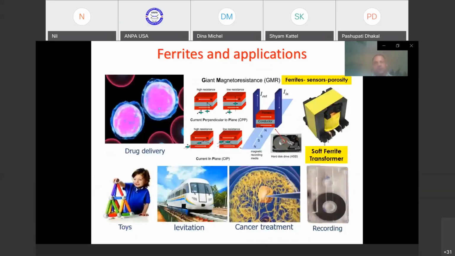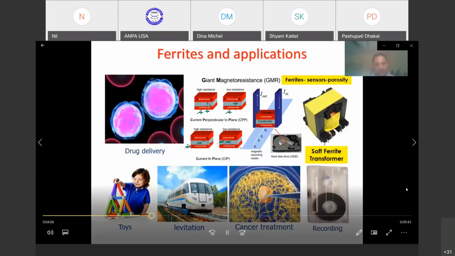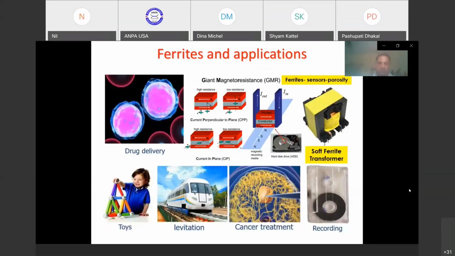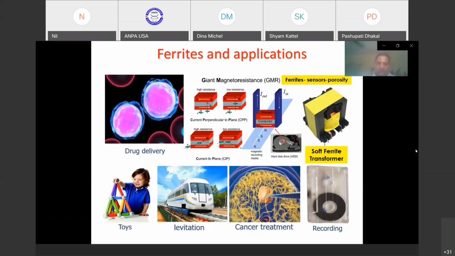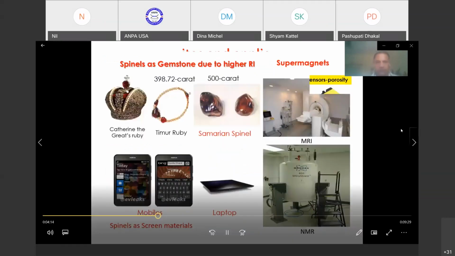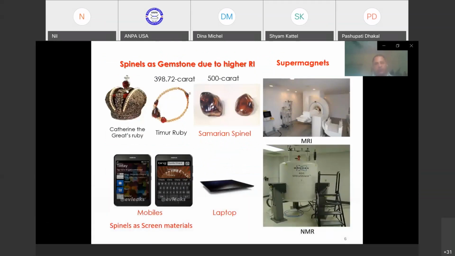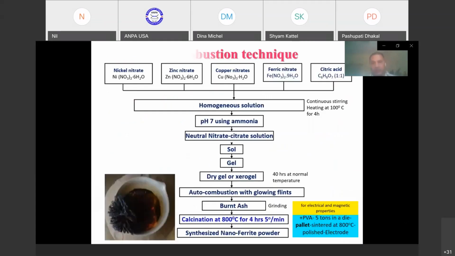There are many applications of ferrite, from recent to traditional: drug delivery, EMR, sensors, transformers, levitation, cancer treatment, and so on. As for spinels, they have a high refractive index, so they are used in gemstones as well. They are used in spin materials, in mobiles, laptops, etc. And they are also used as supermagnets in MRI and NMR.